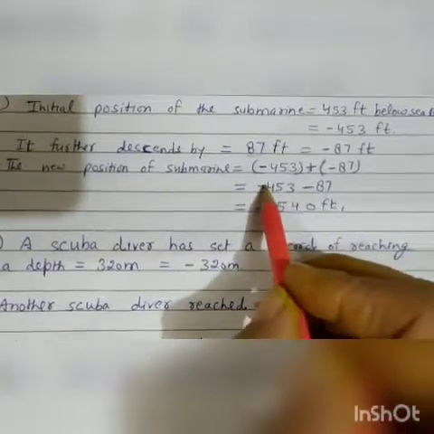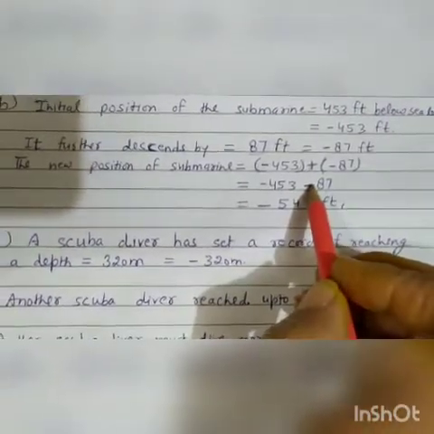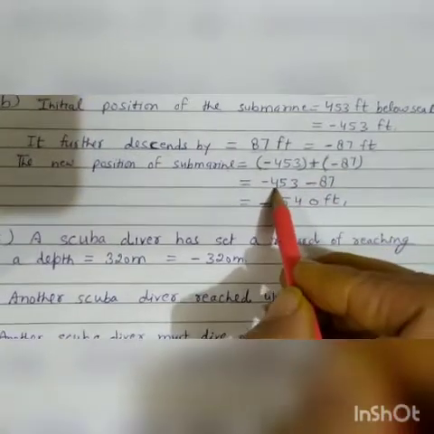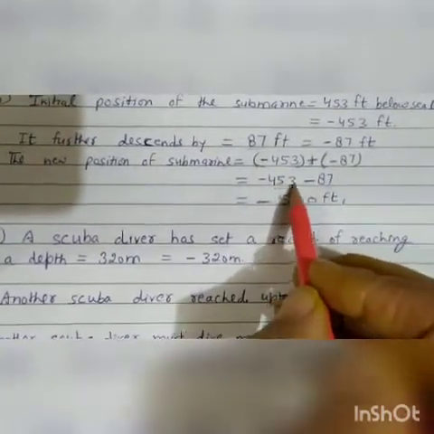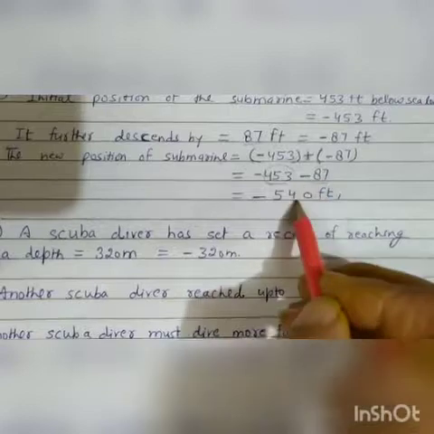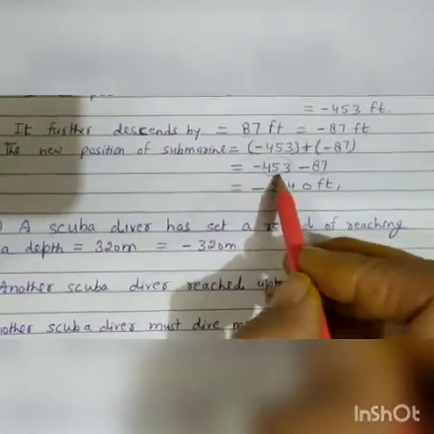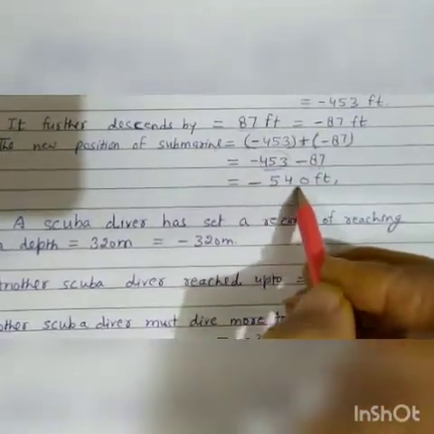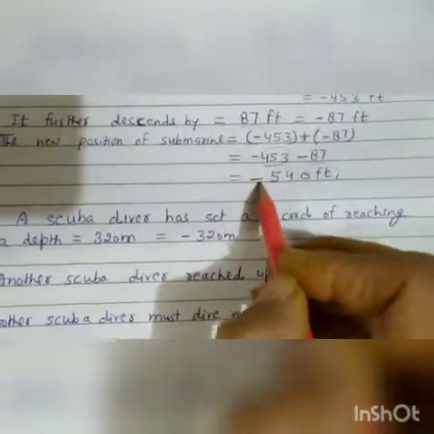Now both the signs are same. What do we do when we have both the signs same? We add their numerical value. Means we will add these two numbers and put the same sign. When we add these two numbers, we get 540 and we will put minus sign.